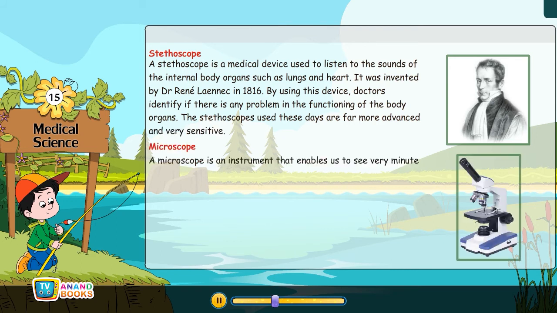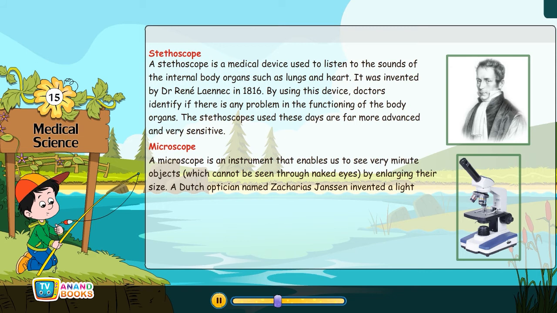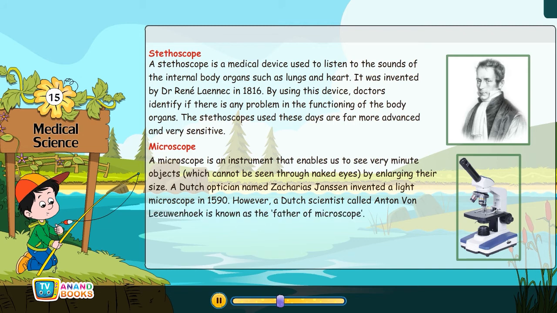Microscope. A microscope is an instrument that enables us to see very minute objects which cannot be seen through naked eyes by enlarging their size. A Dutch optician named Zacharias Janssen invented a light microscope in 1590. However, a Dutch scientist called Anton van Leeuwenhoek is known as the father of microscope.